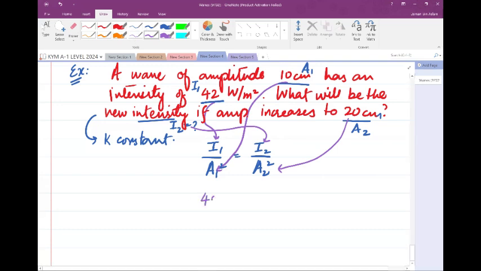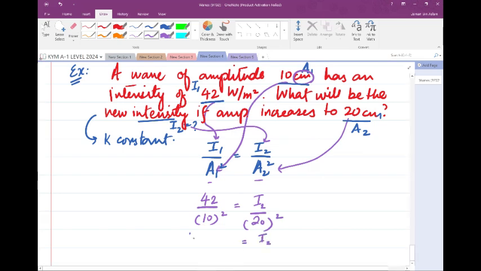That's going to be 42 divided by amplitude 10, raised to a power of 2. It is in centimeter. You can convert it into meter, but it's not going to cause any difference because amplitude is present on both sides. If I take it in centimeter on one side, I have to take the other side amplitude to be in centimeters as well. Now you need to find out I2 and the new amplitude is 20, and then you raise that to a power of 2.